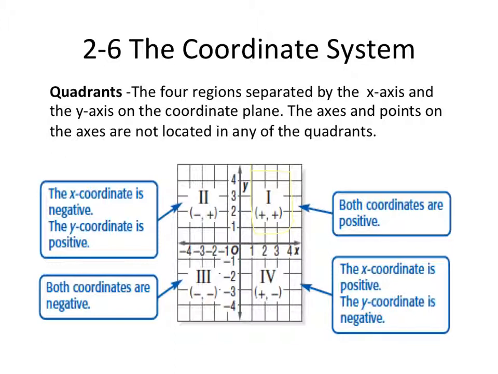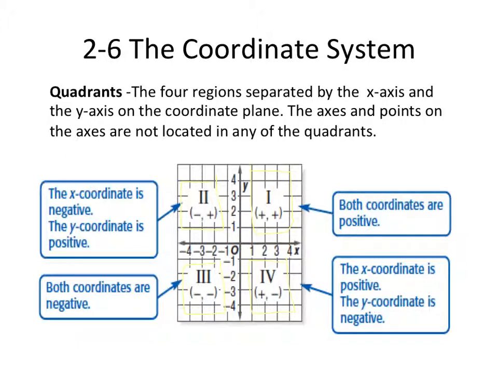Quadrant 2. Quadrant 2 is where the x is negative and the y will always be positive. Quadrant 3, where both the x and the y are negative. And the last quadrant, quadrant 4, is where the x is always positive and the y is negative.